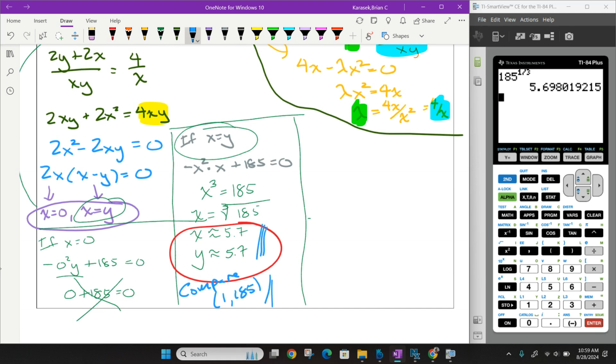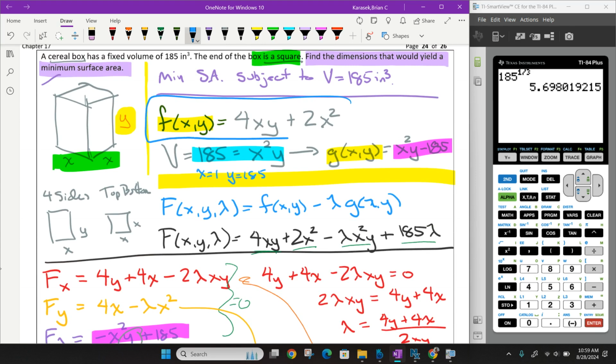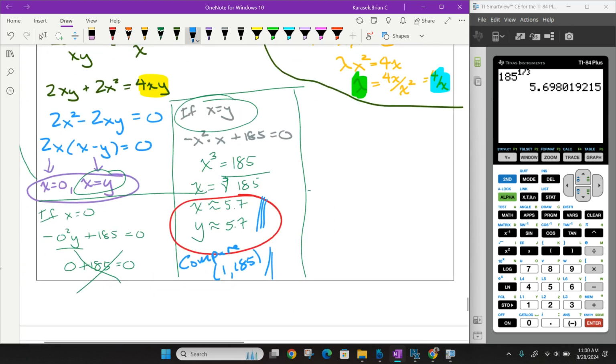Now, what I need to do is take both of these points, this one and my comparison point, put them into that surface area function and see which one of those will minimize my surface area. If you remember, the surface area function, my f of x y that I'm trying to minimize, was 4xy plus 2x squared. Now I'll check it for 1, 185 first because I have to do both of them. So that's going to give me 4 times 1 times 185 plus 2 times 185 squared.